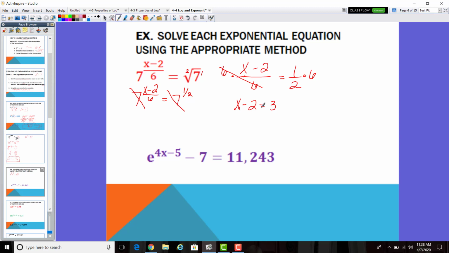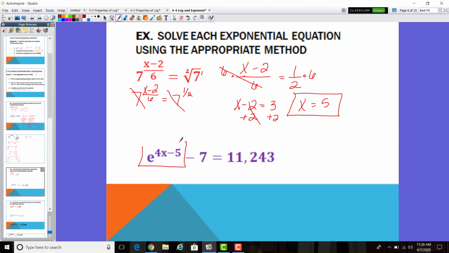X minus 2 equals 3, and then I can add 2 to get x by itself, so x would equal 5. Okay? If you plug this back in here, you're going to get an equivalent expression. Next one down here, I've got e to the 4x minus 5 power minus 7 equals 11,243.